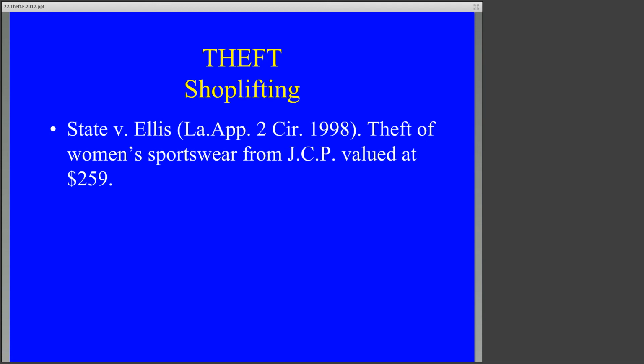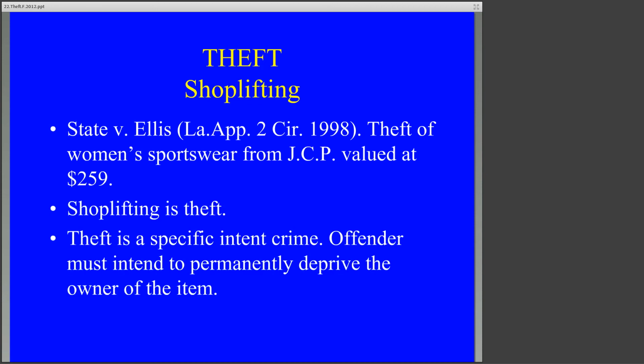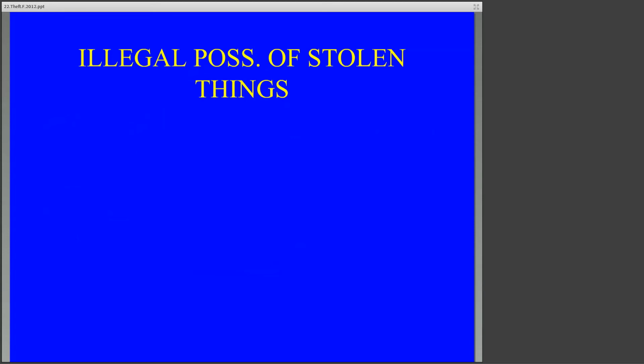The essential or specific intent element in the crime of a taking, theft, exists when the trier of fact finds that the circumstances indicate that the offender, here Miss Ellis, actively desired to permanently deprive the owner of the sportswear when she concealed it on her person and in her purse and departed the store. Basically, the fact that she changed her mind later, too bad, the theft is already completed. Shoplifting is theft. Theft is a specific intent crime. The offender must intend to permanently deprive the owner of the item.